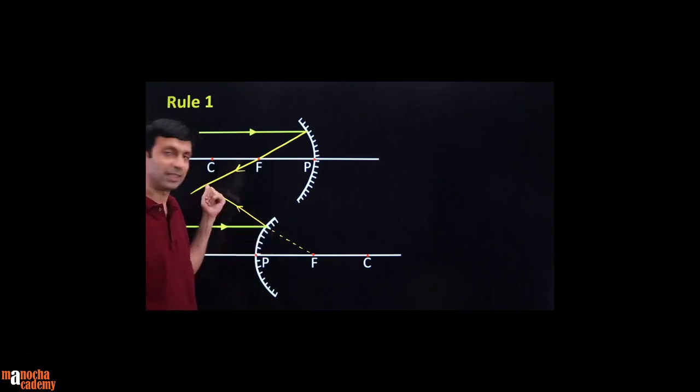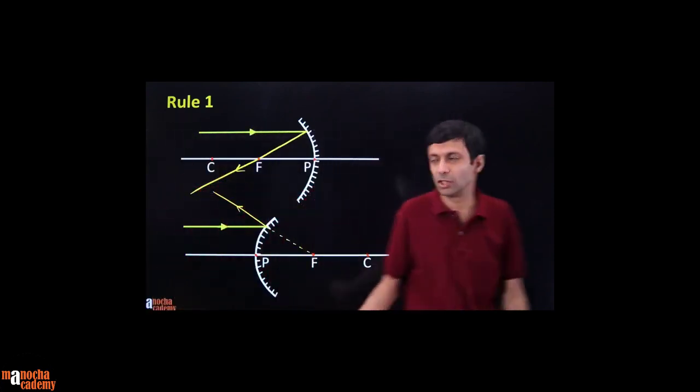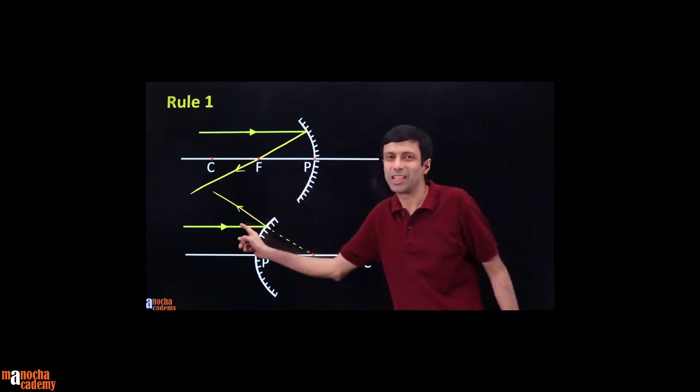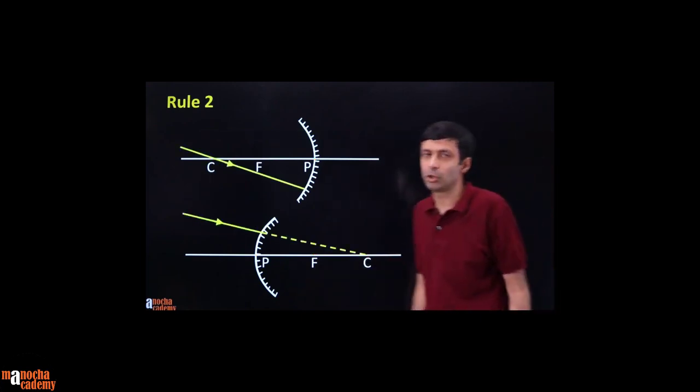The real ray of light is here, because it cannot be behind the mirror. So this is your rule number 1. And make sure, please, again, I'll keep repeating, make sure you draw those arrows. Arrows are very important. Next, rule number 2.